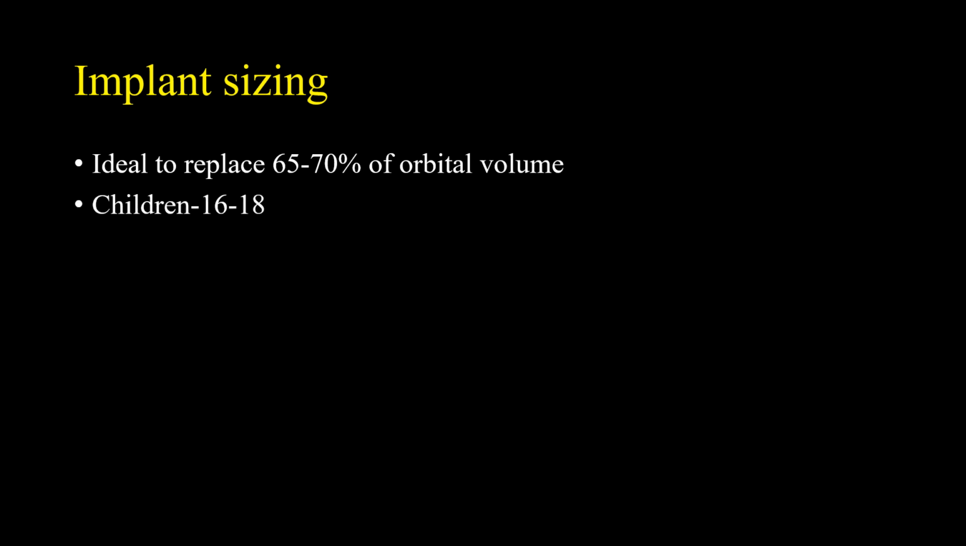Another important question, I would say, is the implant sizing. There are different measures we take to size the implant. The ideal way is to replace 65 to 70% of the orbital volume to get a good cosmetic result. The rule of thumb is if you have a child, you put in an implant which is 16 to 18, and if it's an adult patient, you put in an implant which is 20 to 22.